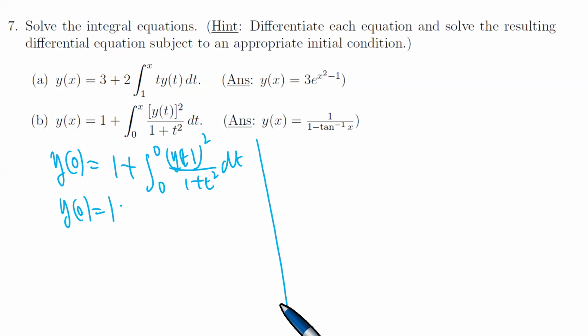We continue. So now we do everything the same way.